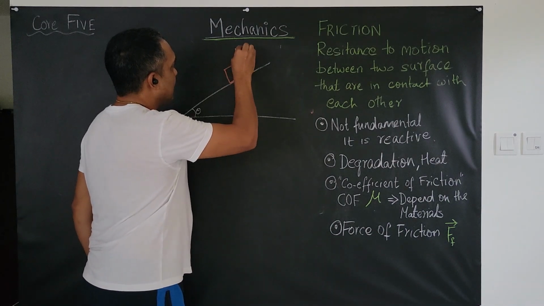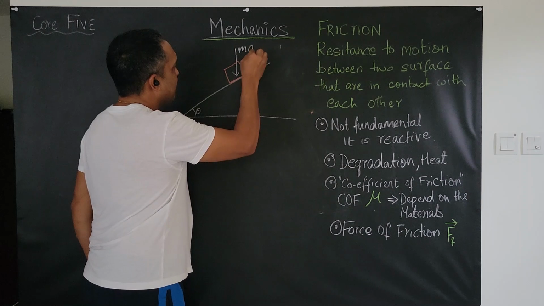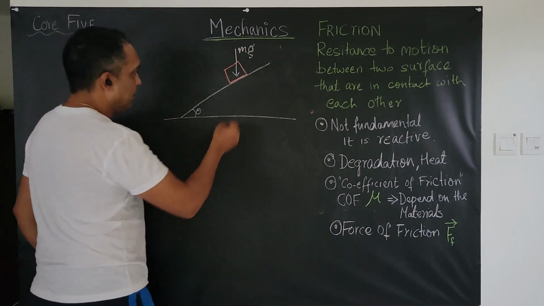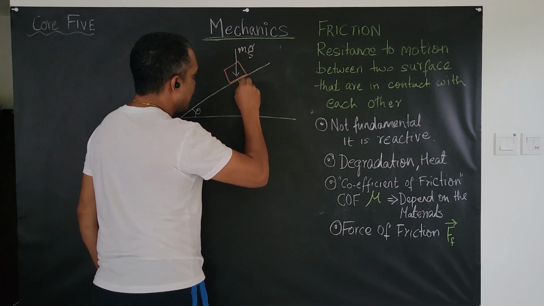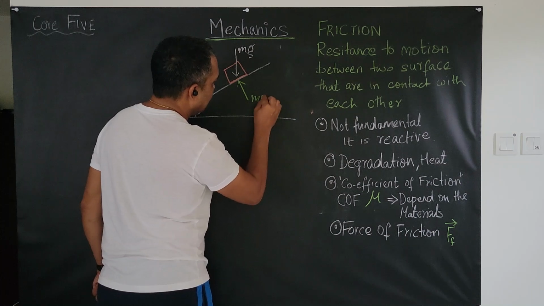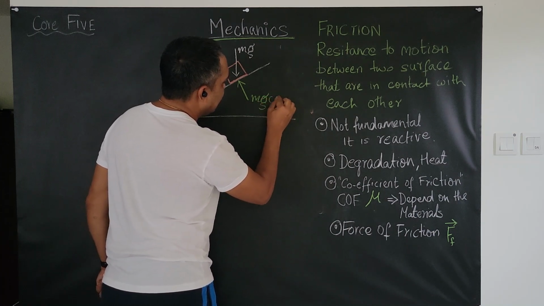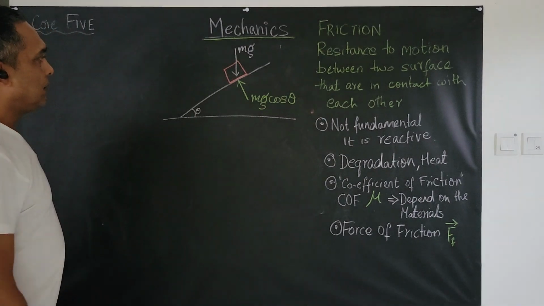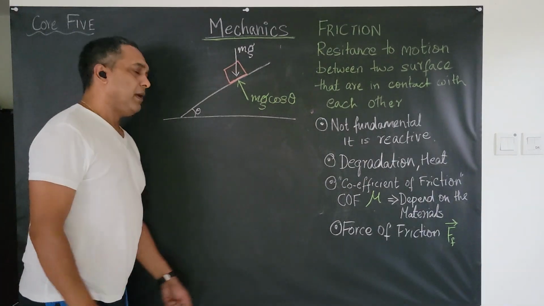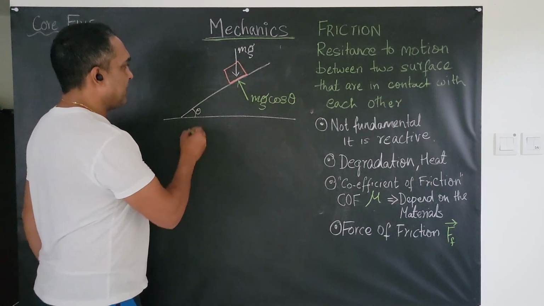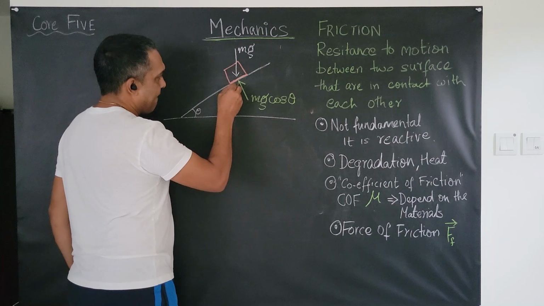There's the mg component, the main mg, and from here on I'll just go easy. There's the reactive normal, mg cosine theta. Now where is mg sine theta? Well, mg sine theta is always going to be here.